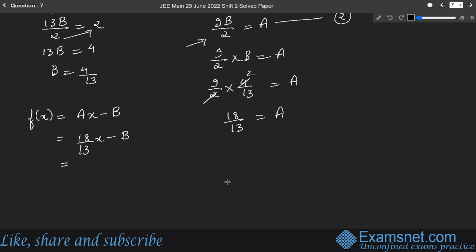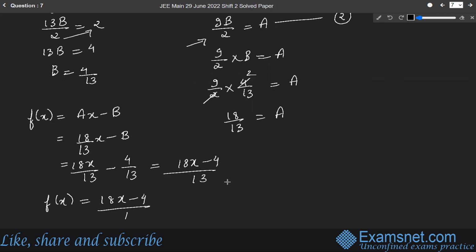So it will be actually 18x by 13 minus b. What is b? 4 by 13. So we can write it as 18x minus 4 upon 13. This is the value of f of x. So f of x is equal to 18x minus 4 upon 13.